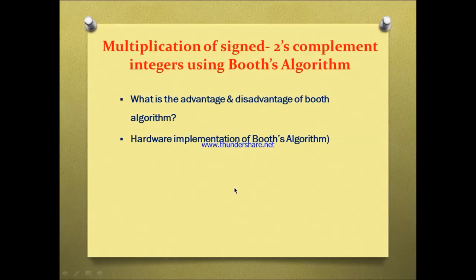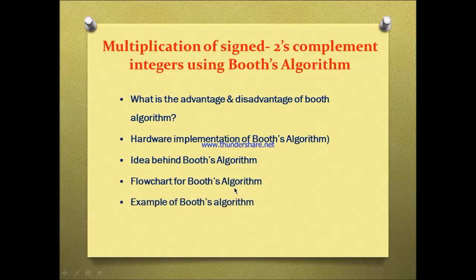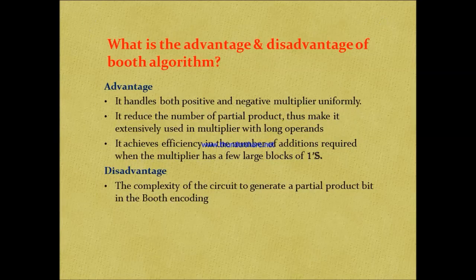Next is the hardware implementation for Booth algorithm, and next we'll see what is the idea behind the Booth algorithm. That means how Booth algorithm performs the multiplication. Next is the flowchart of the Booth algorithm, and in the last part we'll see examples of Booth algorithm. Here we choose two examples so that it can be understood easily. So now let's see them one by one.